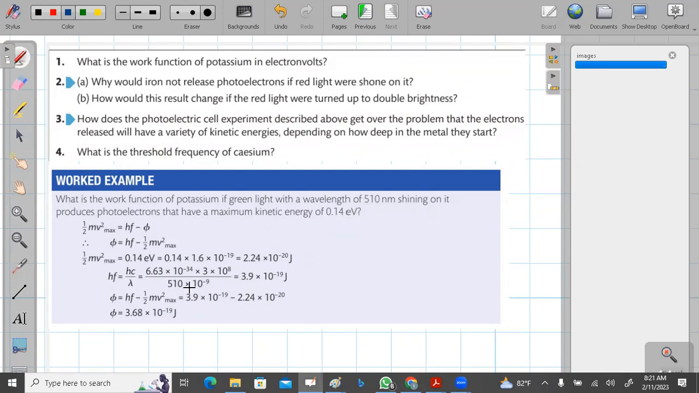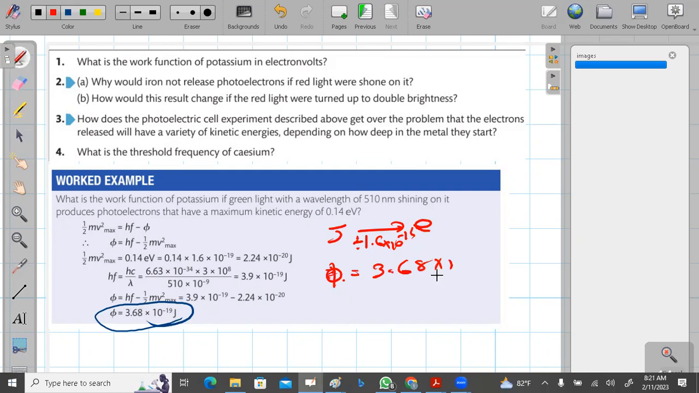For the first one, you have to convert from joules to electron volts. What you have to do is divide this by 1.6 times 10 to the power minus 19. So phi equals energy in joules, 3.68 times 10 to the power minus 19 divided by 1.6 times 10 to the power minus 19. Minus 19 and minus 19 cancel off. You may get something like 2 point something. 2.3 electron volt.